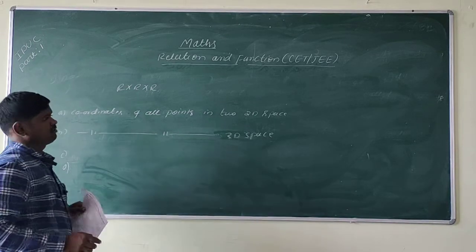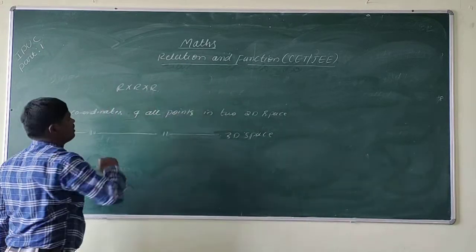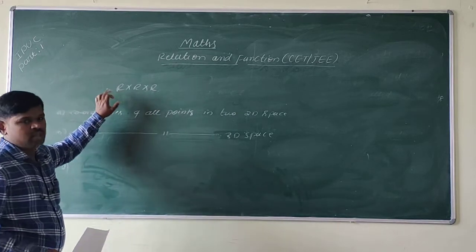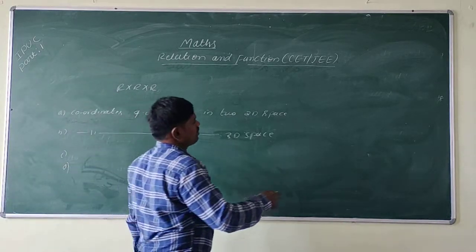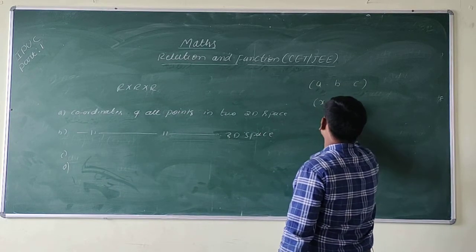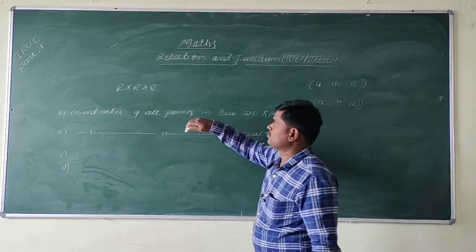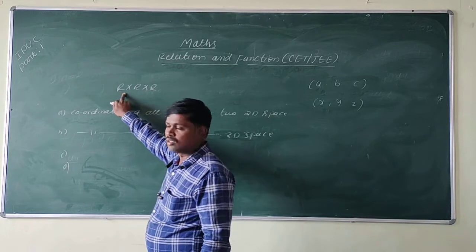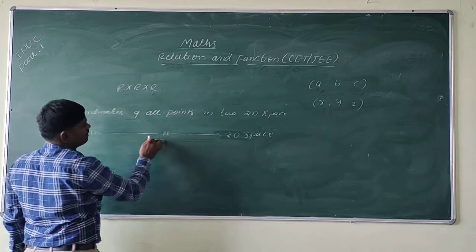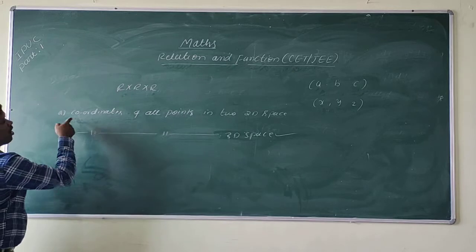Option D is none. Okay, so already you know that we get the Cartesian product of three sets, R cross R cross R. So here the elements are like this: a comma b comma c, or x comma y comma z. So the Cartesian product of the set of all real numbers R cross R cross R gives the coordinates of all points in three-dimensional space. Actually this gives ordered triples.